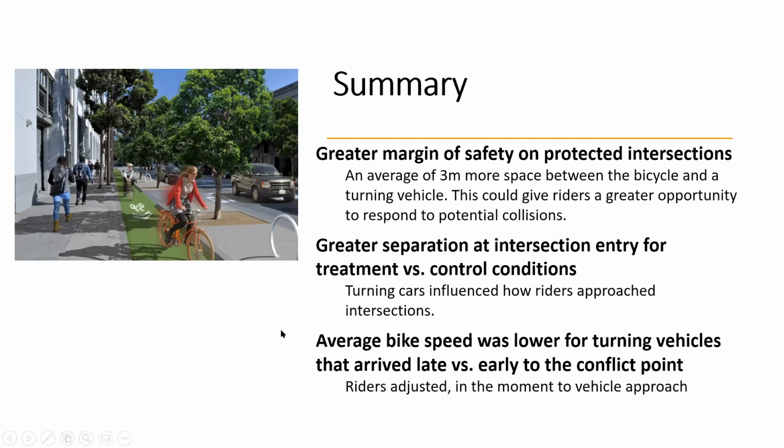Even for the straight going cars, there was a greater distance for riders in the treatment than in the control. So this demonstrates overall that the protected intersection, the geometry and the influence of the turning cars had a positive influence on the riders to ride safely. So the riders adjusted in the moment to vehicle approach.